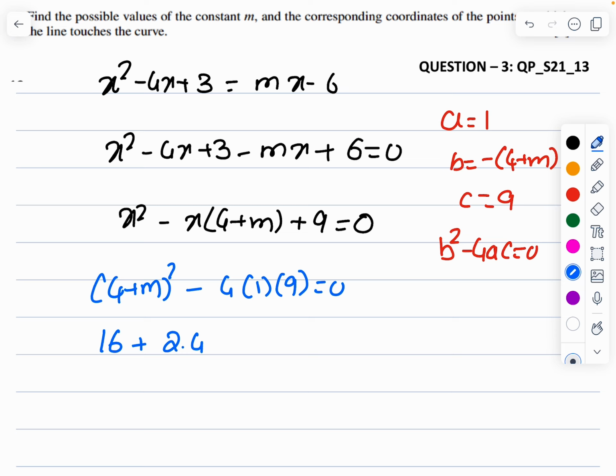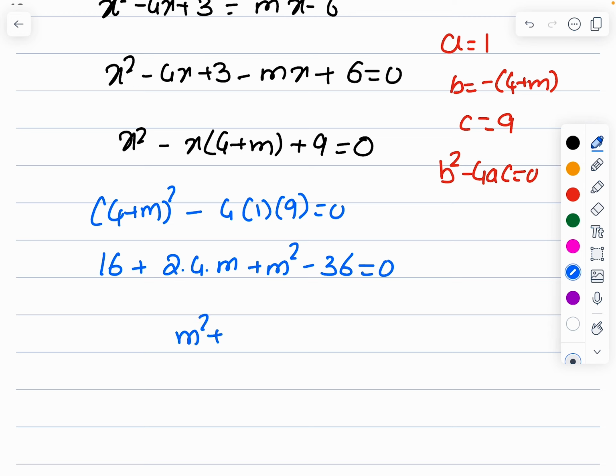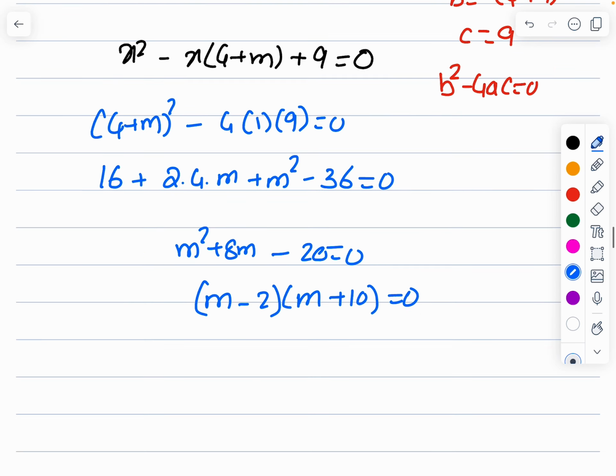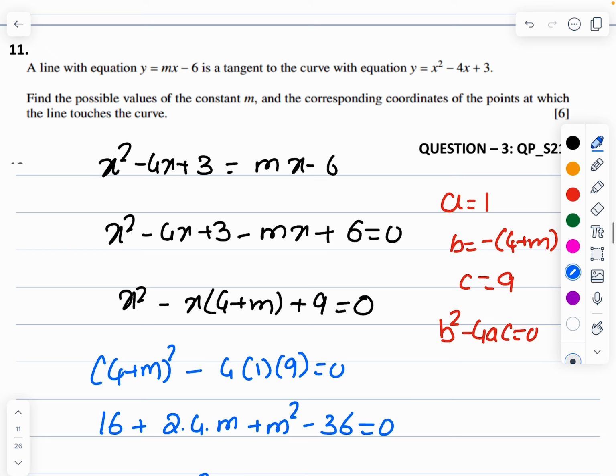4 plus m whole square minus 4 times 1 times 9 equals 0. 16 plus 2 times 4 times m plus m square minus 36 equals 0. m square plus 8m minus 20 equals 0. So m minus 2 times m plus 10 equals 0. So m equals 2 or m equals negative 10. These are the values of m, and now we need the corresponding coordinates at which the line and the curve touch.